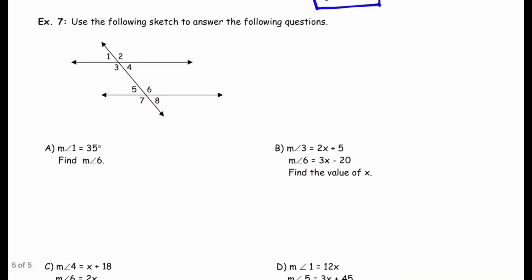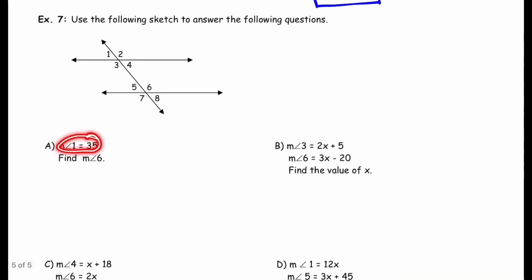So in part A, it gives us the measure of angle 1. So that's this one here. Clearly it's acute, it's 35 degrees, and by the shape of it, it's also acute.